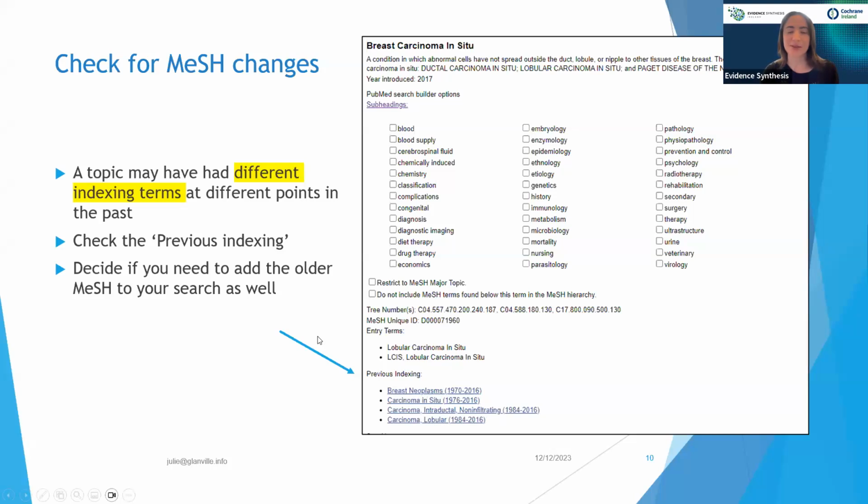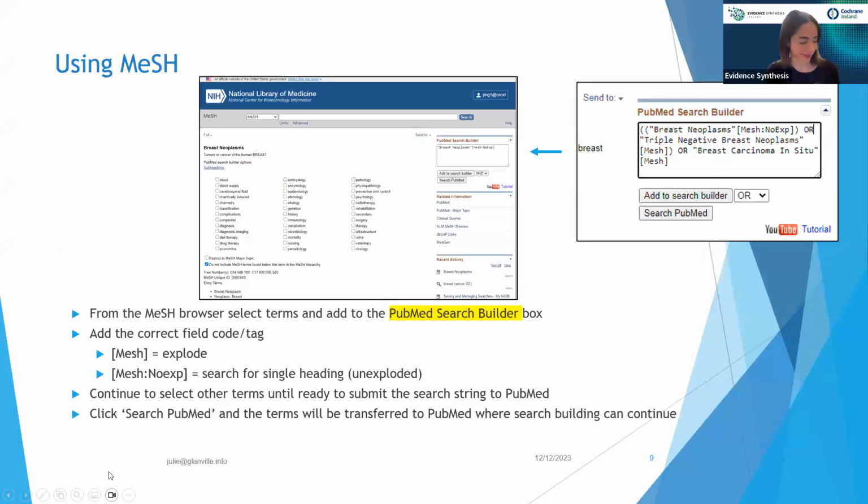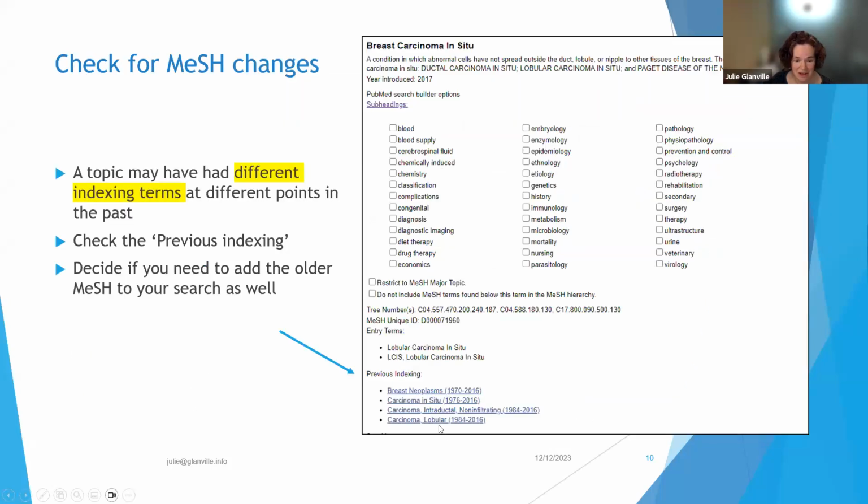We've been asked, what happens when we explode a mesh term that doesn't have subheadings? It just treats it as a single term. Breast carcinoma in situ has no lower terms, so even if you try to explode it, there's nothing to explode. So nothing happens. It just searches for breast cancer and carcinoma in situ. It'll just take that main category, but nothing bad will happen.